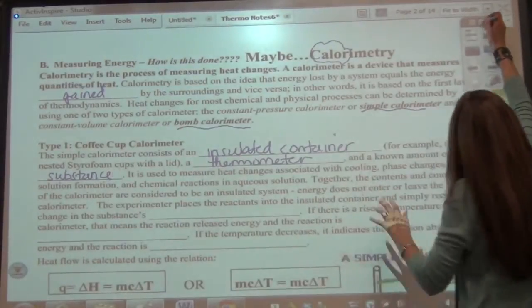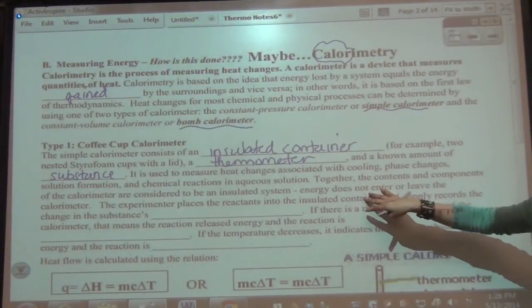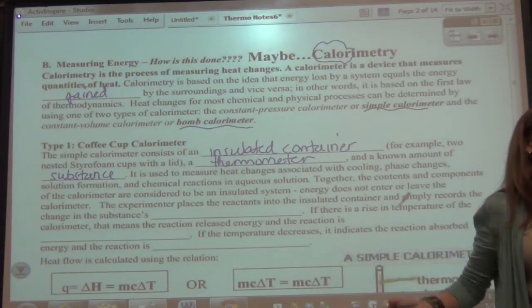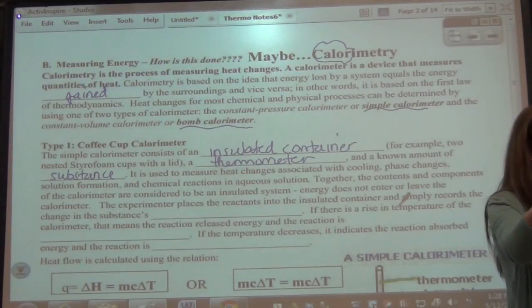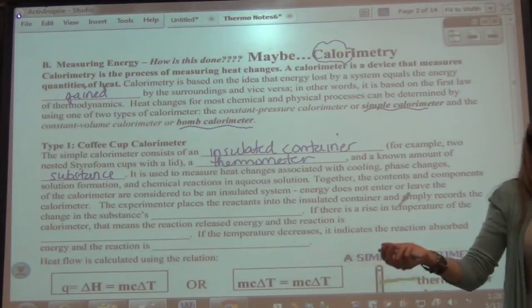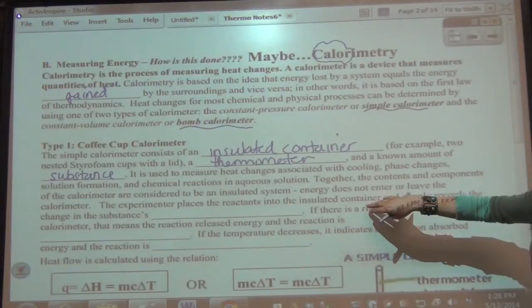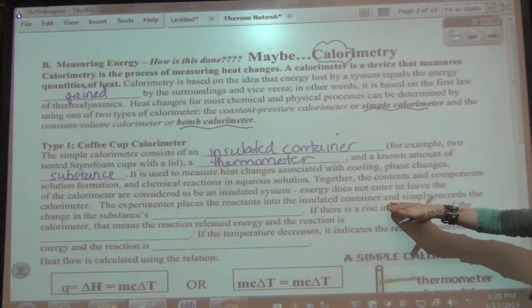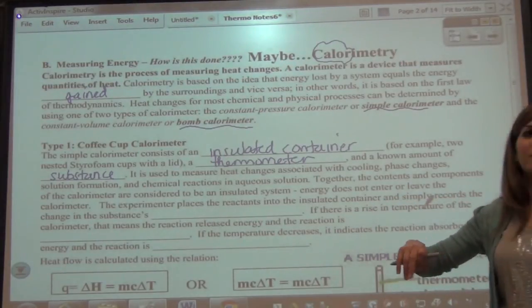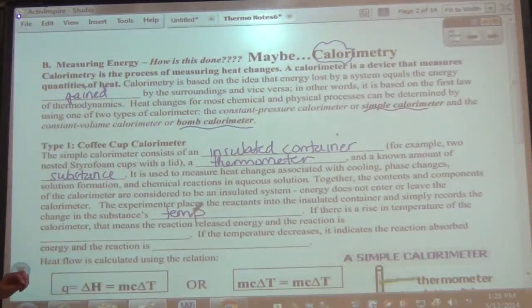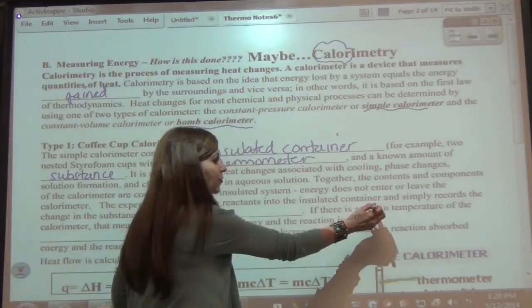Together, the contents and the components of the calorimeter are an insulated system. So energy is not supposed to be entering or leaving. We know that we don't have a perfect system, so even when you do the lab, we'll end up doing a lab on this. It's not perfect, so you'll end up writing that in your error. The experimenter places the reactants into the container and simply records the change in the substance's what? Temperature. Awesome.